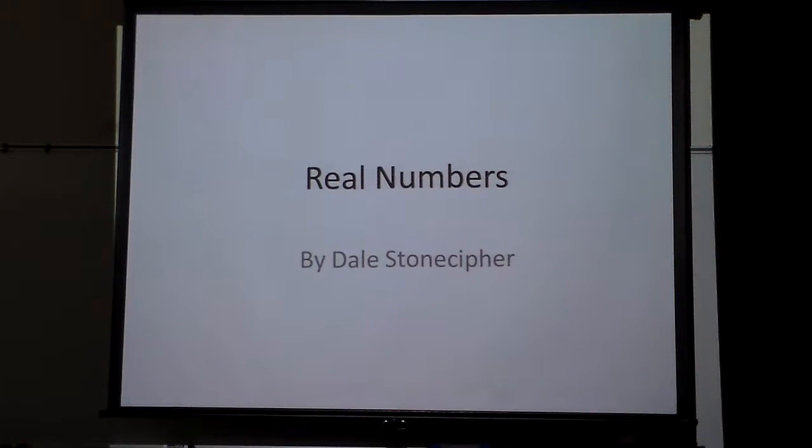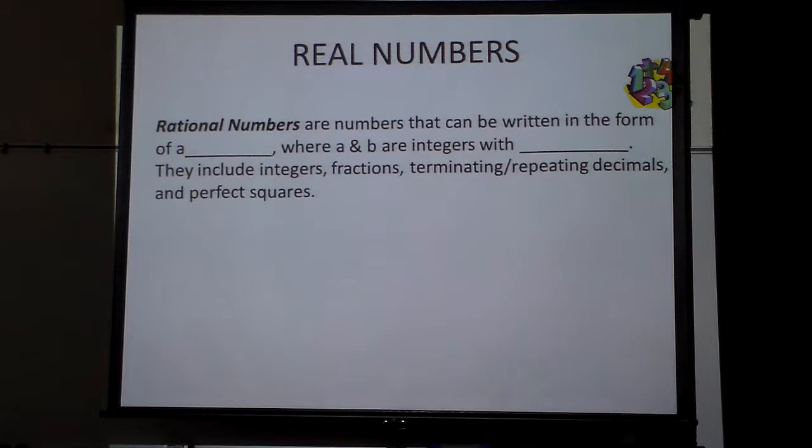Okay, this is about real numbers, and real numbers are made up of two types, rational and irrational. Rational numbers are numbers that can be written in the form of A divided by B. Rational, think of the word fraction, F-R-A-C-T-I-O-N. You just have an F in it and drop the A. There's the word fraction, and add a C. Fraction, rational, fraction. Rational numbers can be written as a fraction.